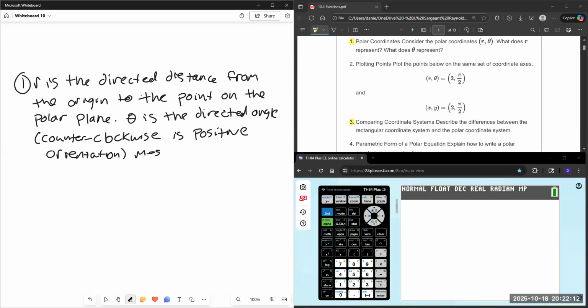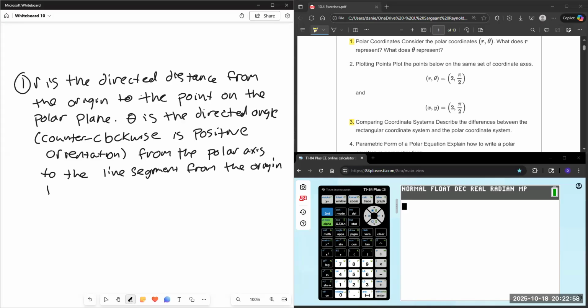Measuring from the polar axis, that's the positive x-axis, to the line segment from the origin to the point in the polar plane.